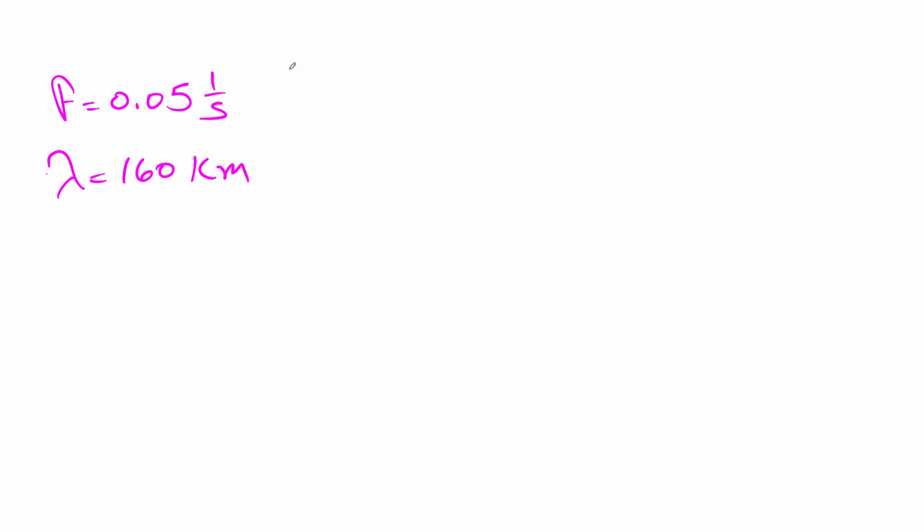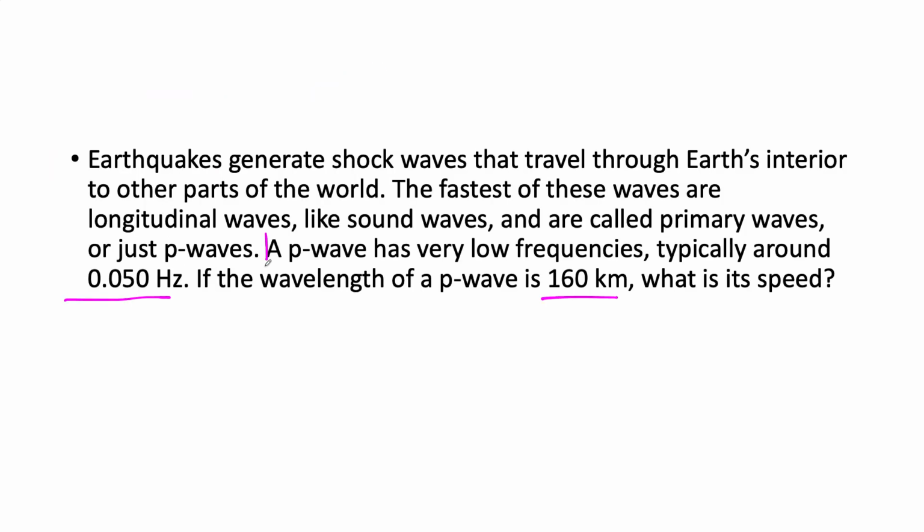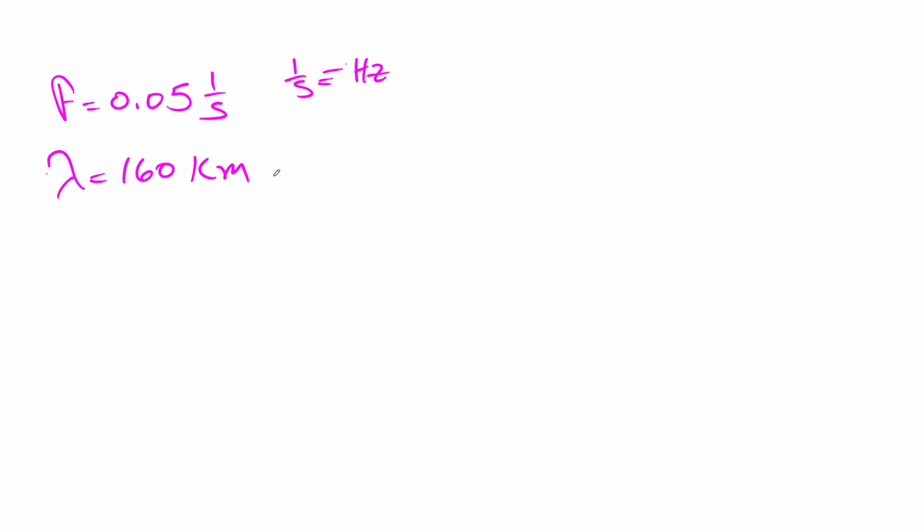Notice that instead of hertz, I use 1 over s. Those two units are interchangeable, basically. Now I have to multiply by 1,000 because I need the unit of distance in meters. So it's 160, and add 3 more zeros. The wavelength of this P wave is 160,000 meters.